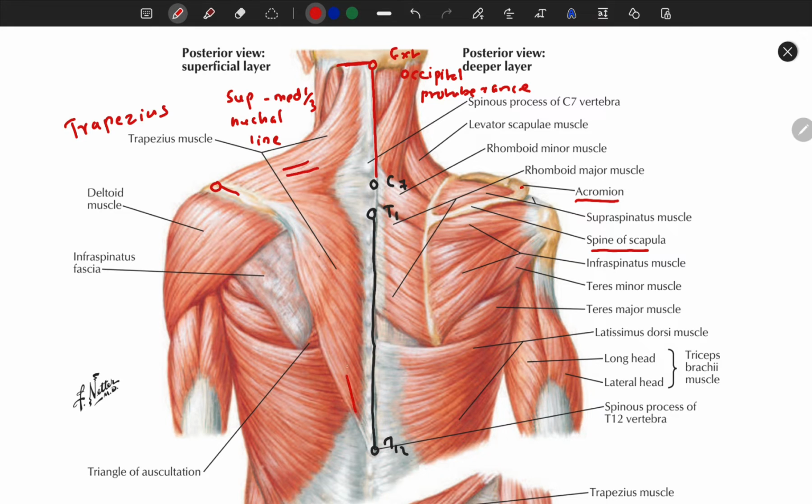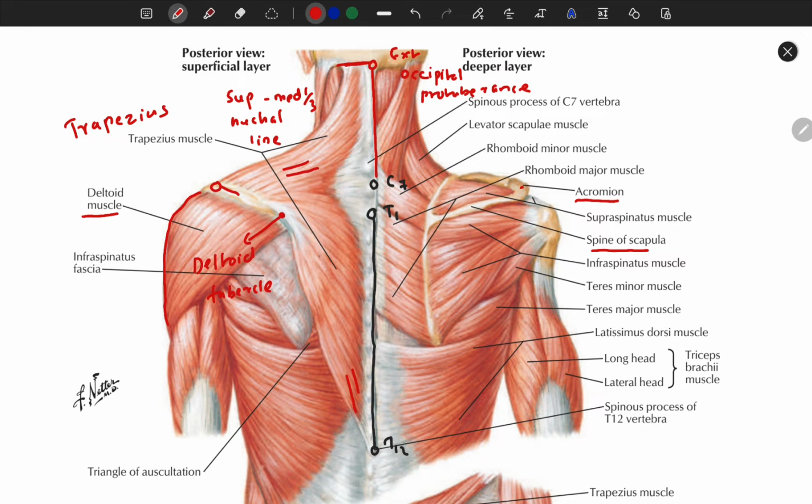So these are the lower fibers, which go upwards and laterally, and get inserted into the deltoid tubercle. It is called deltoid tubercle because it gives origin for the deltoid muscle, that is this muscle. It gives origin to this deltoid muscle, but it is also giving attachment to the trapezius muscle.